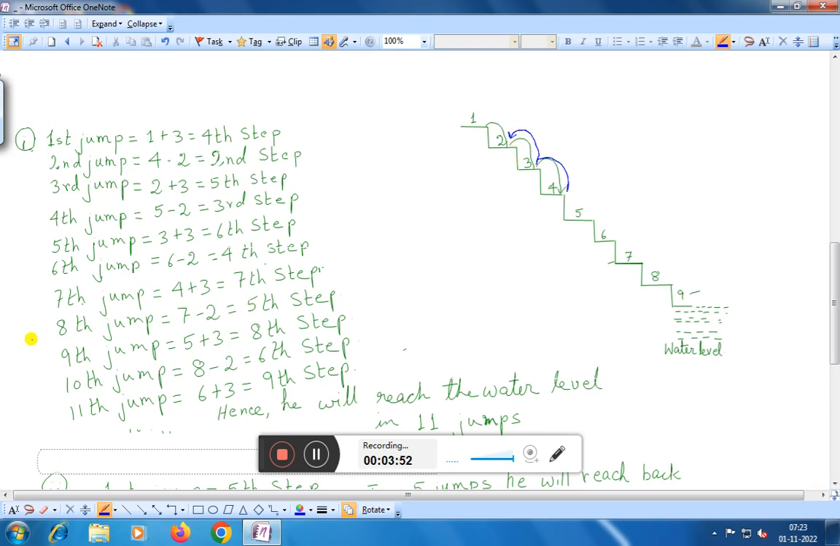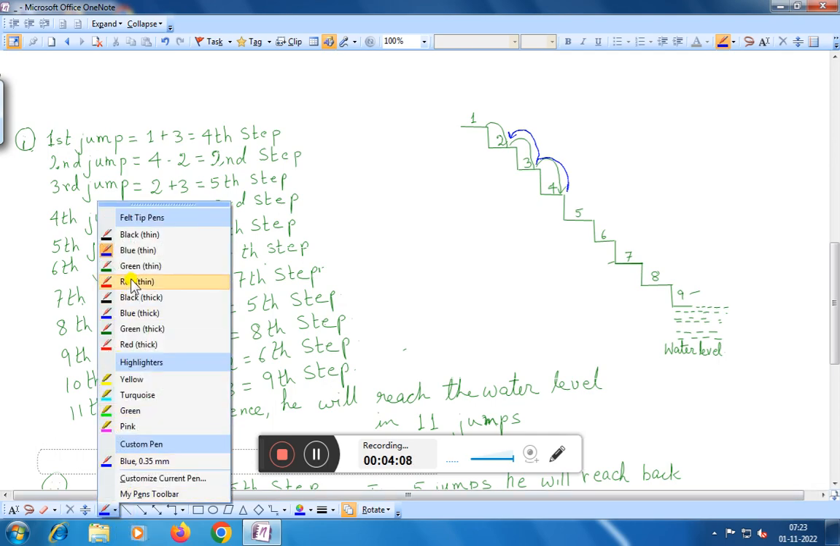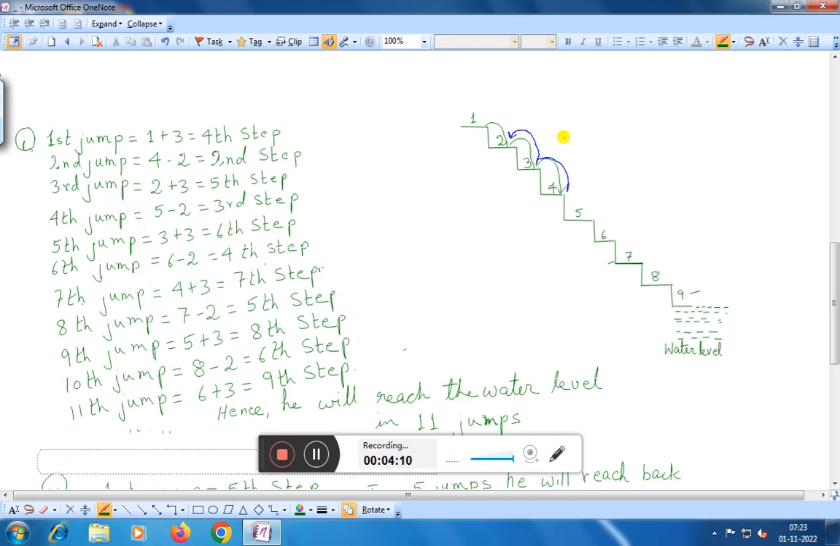Now again, in the third jump he goes 2 plus 3, that is the fifth step. Here you see he goes 3 again, right? Next one is green. From the second step he goes 3 steps down again, that is 1, 2 and 3. That means he is going to the fifth step.